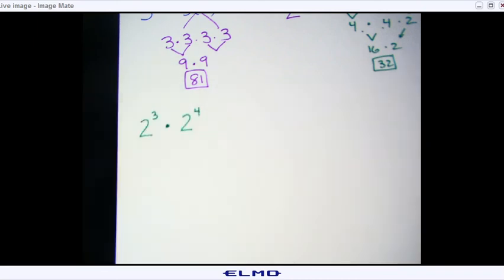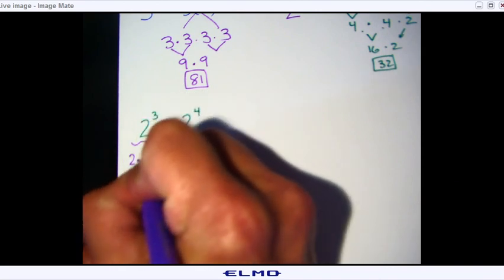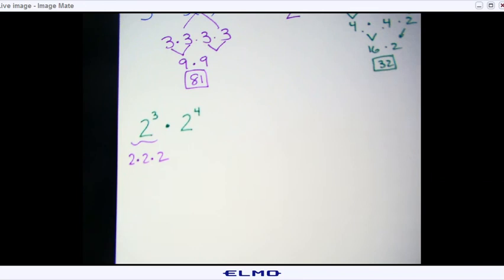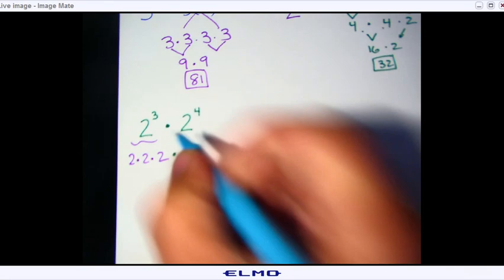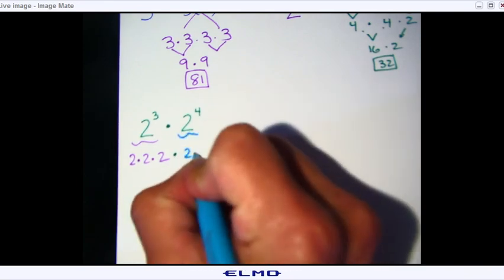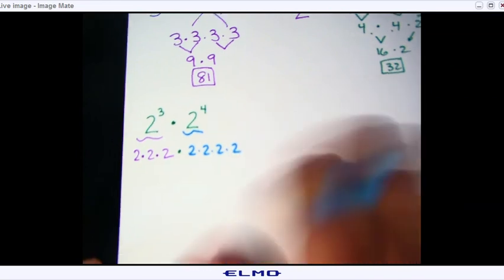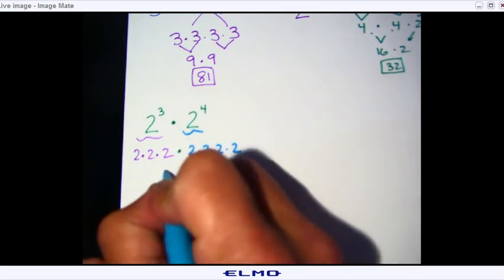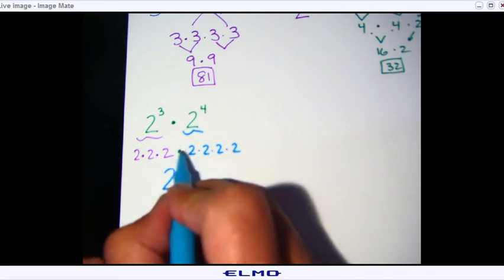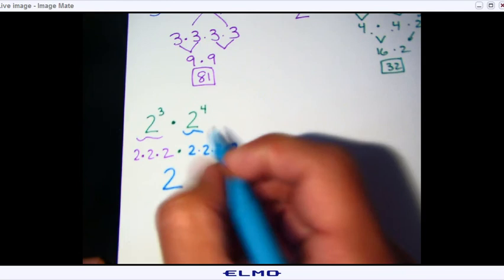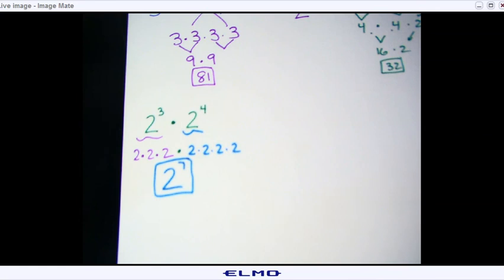So that means 2 times 2 times 2 for this one. 2 times 2 times 2. Okay. And then the other one, the 2 to the 4th, is 4 of them. 1, 2, 3, 4. All right. So now here, I don't want you multiplying it all. Basically, they're saying, oh, it's 2. How many are there? 1, 2, 3, 4, 5, 6, 7. So there you go. 2 to the power of 7.